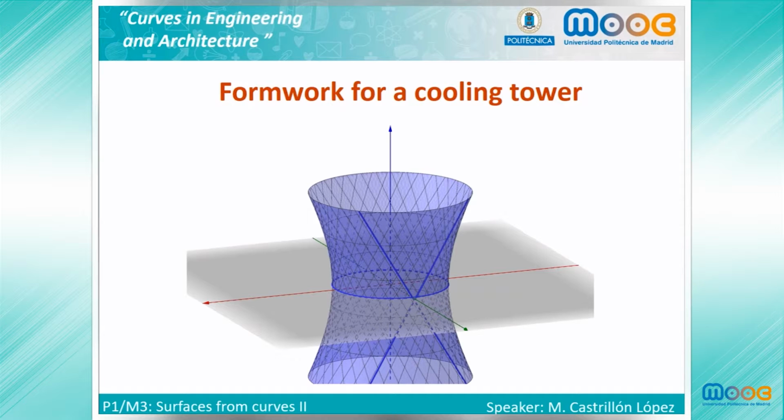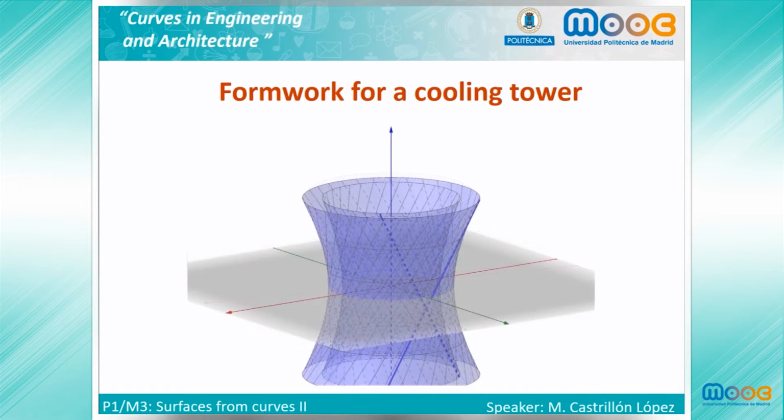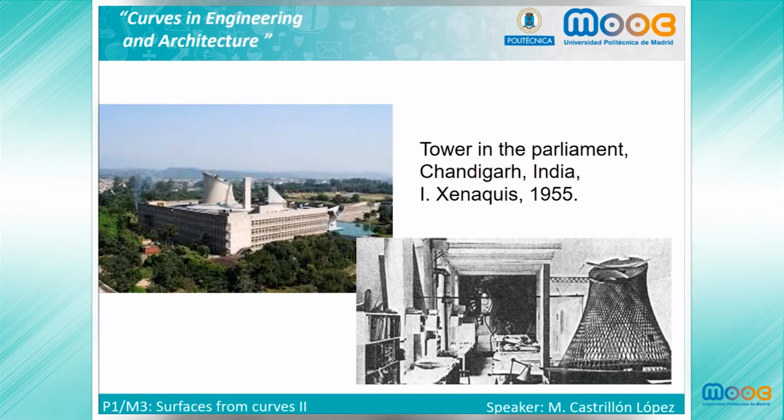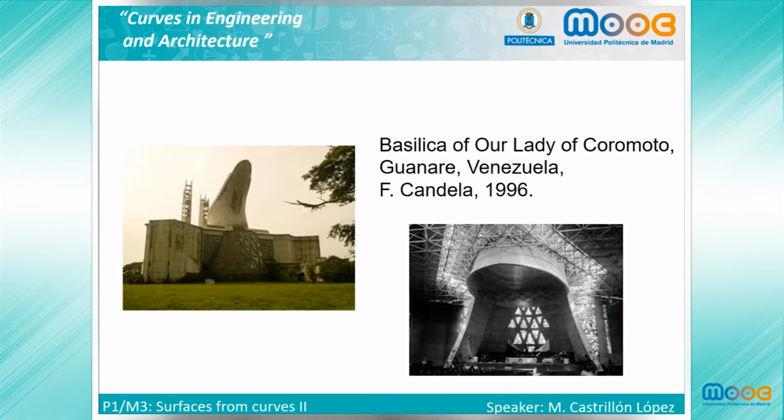And this construction is structurally interesting, as we can make a good formwork from it. Between two layers of these surfaces, we can put concrete and make a good construction of it. And the Tower of the Parliament at Chandigarh is a nice example of a hyperboloid of one sheet. It was designed by the architect Yanis Xenakis. Another nice example can be found in the Basilica of Our Lady of Coromoto, Venezuela, designed by Felix Candela.